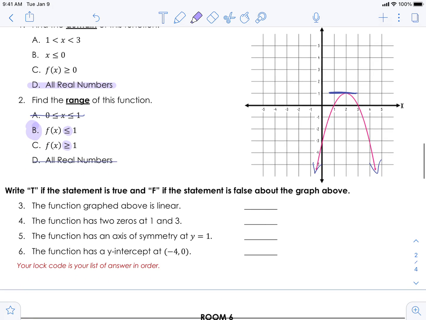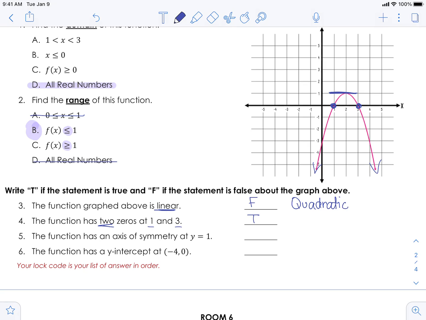Now we have some true-false statements based on this graph. So it says the above graph function is a linear function. That is false. We all know that is a quadratic function. Okay. The function has 2 zeros at 1 and 3. That means it crosses the x-axis at 2 points. It does cross it at 1 and it does cross it at 3. So that is a true statement.